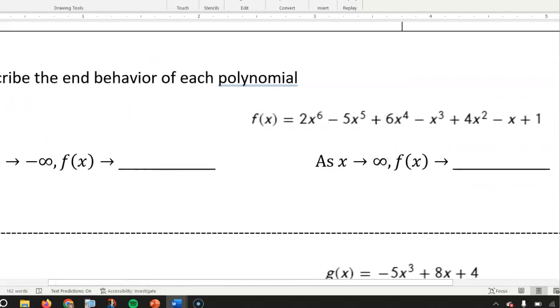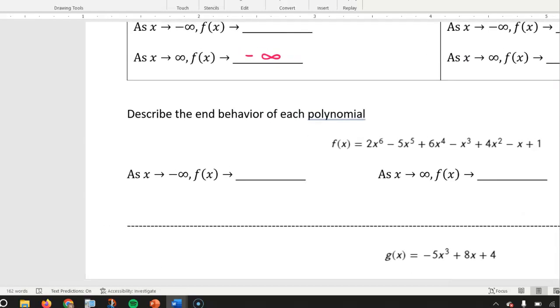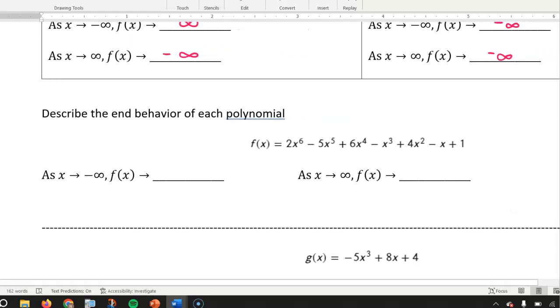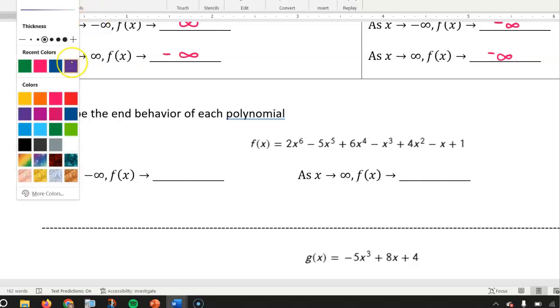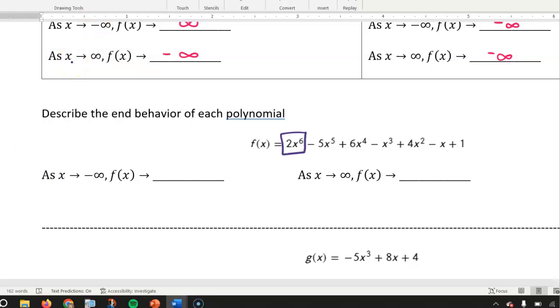All right, so we're going to look at this one together. Let me zoom out a little bit here. And then I'm going to have you do the next one on your own. All right, so I always look for the degree of the polynomial. The degree of this one is 6. So 2x to the 6 is our leading term.